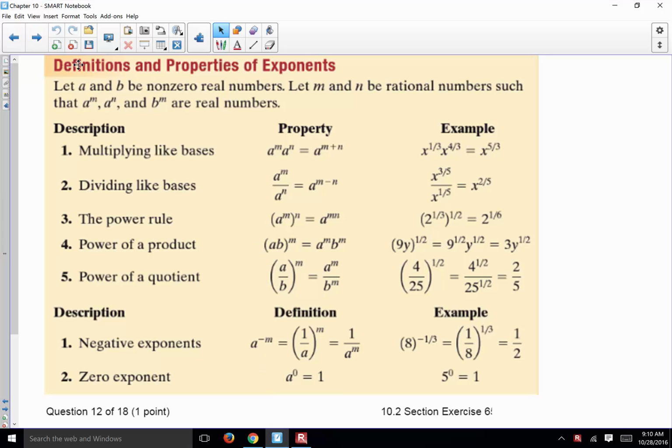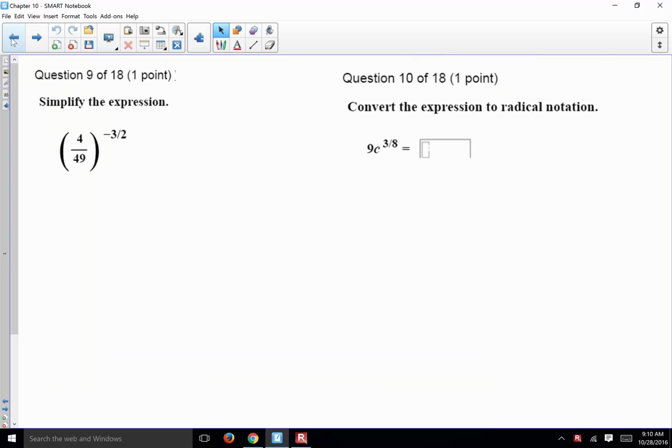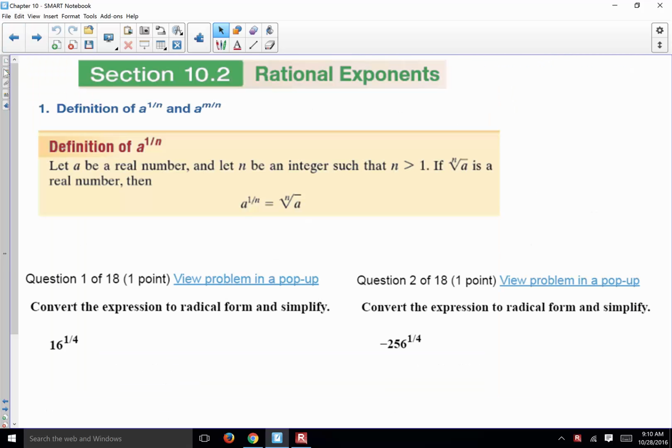Alright, good morning. We're continuing 10.2. Let's quickly go over what we did yesterday. Oh, Wednesday. We learned how to flip a radical, I mean, technically a radical, into an exponential expression.